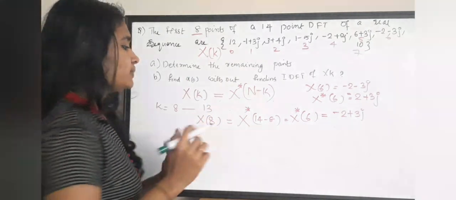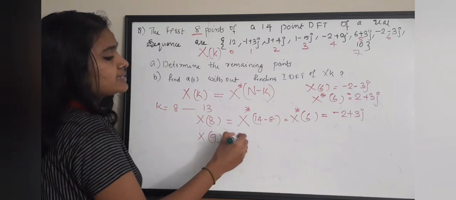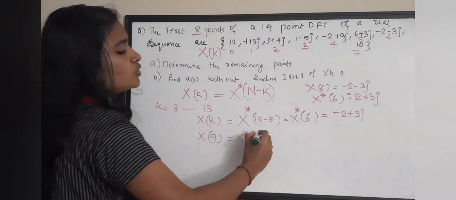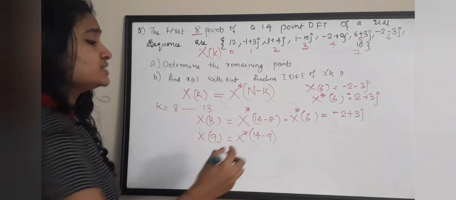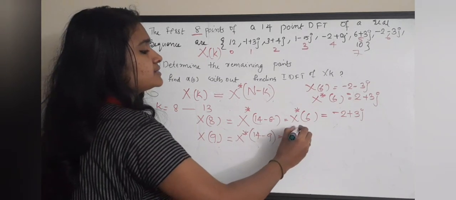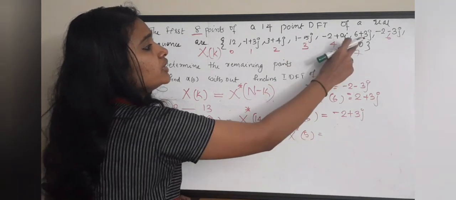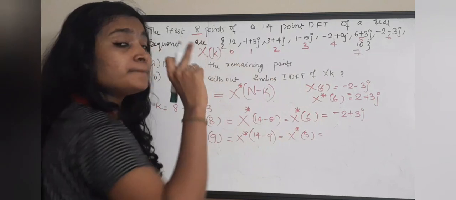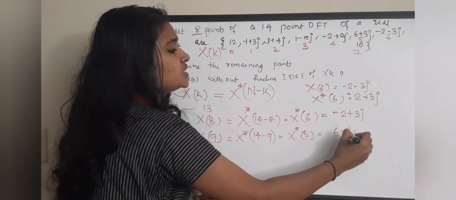Okay. Now x of 9 is equal to x star of 14 minus 9. What is the value of 14 minus 9? It is 5. That is x star of 5. What is the value of x star of 5? Your x of 5 is 6 plus 3j, which means your x star of 5 is 6 minus 3j.